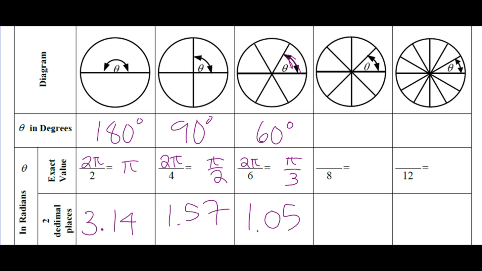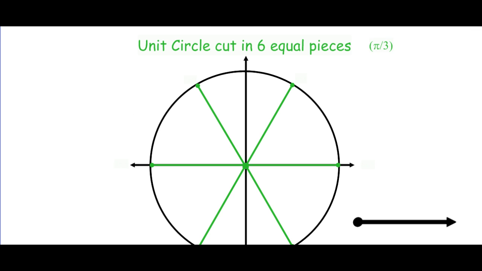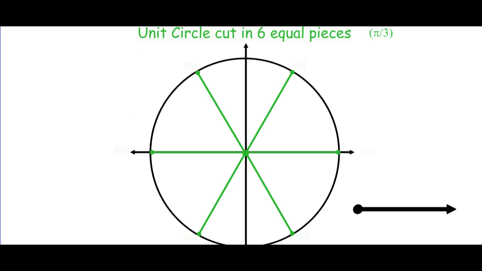Let's go look at this thing here. I'm probably doing this totally out of order, but I don't think it makes any huge difference. Circle cut into 6 equal pieces or pi over 3. So how many pi over 3's is this? You have 1 pi over 3. This one is? How many pi over 3's? So this is 2 pi. How many pi over 3's? Which is the same as pi.